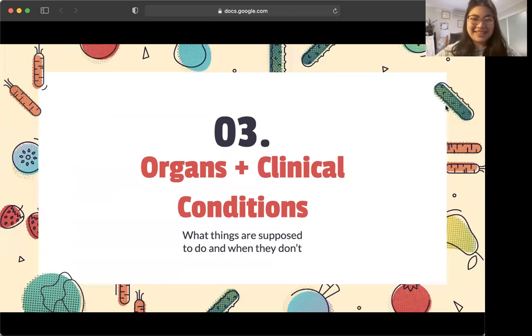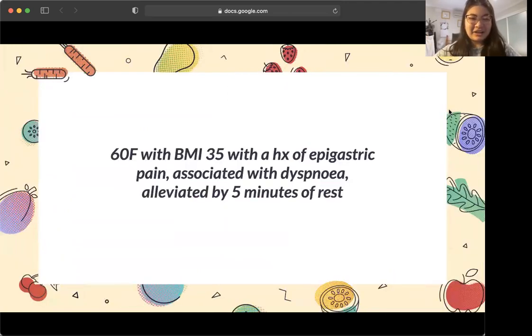Okay, cool. Organs and clinical conditions. Starting off with a quick case. We have a 60-year-old female with a BMI of 35. She presents with a history of epigastric pain associated with dyspnea alleviated by 5 minutes of rest. What is your top differential diagnosis?